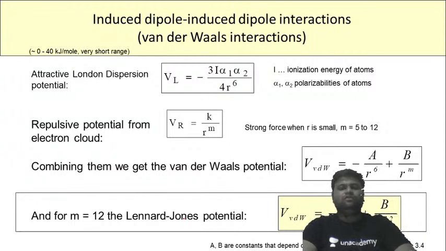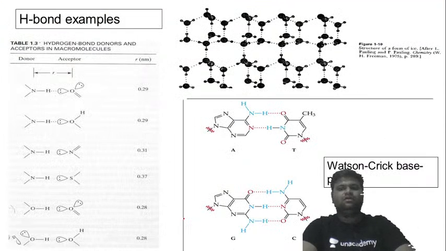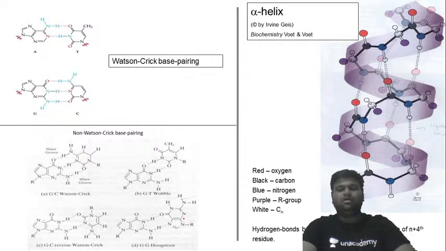There are various forces, as I told in the beginning, such as the London forces and van der Waals interaction, induced dipole interaction, hydrogen bonds. So these are all the hydrogen bonds. Now pairing is of two types. One is the Watson-Crick pairing and the other one is the non-Watson-Crick base pairing.